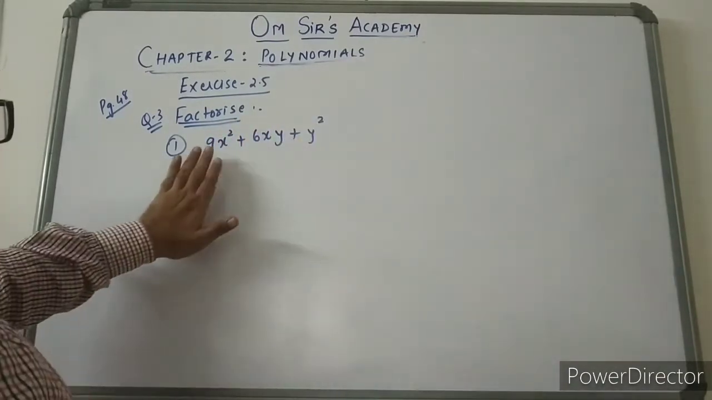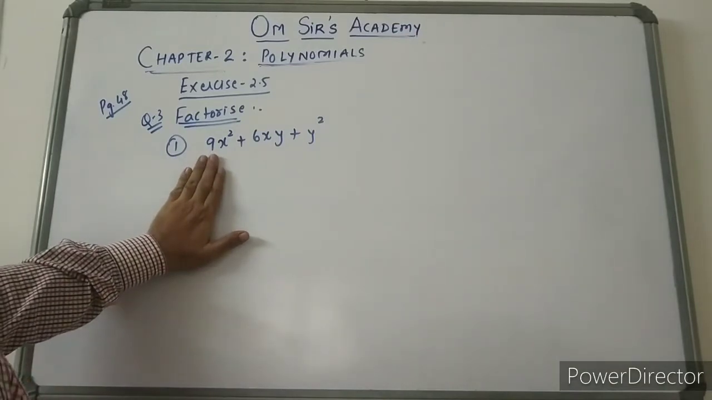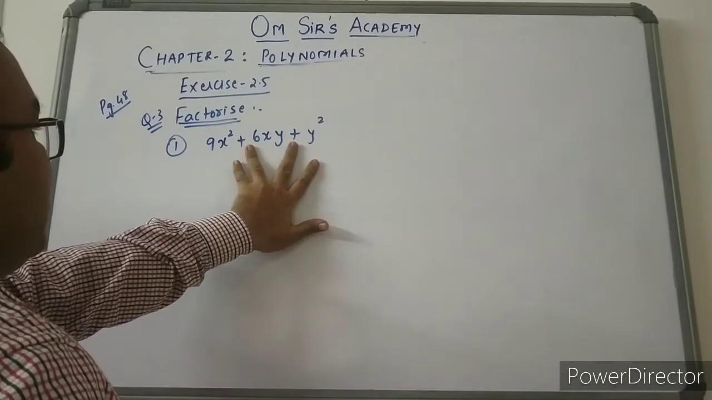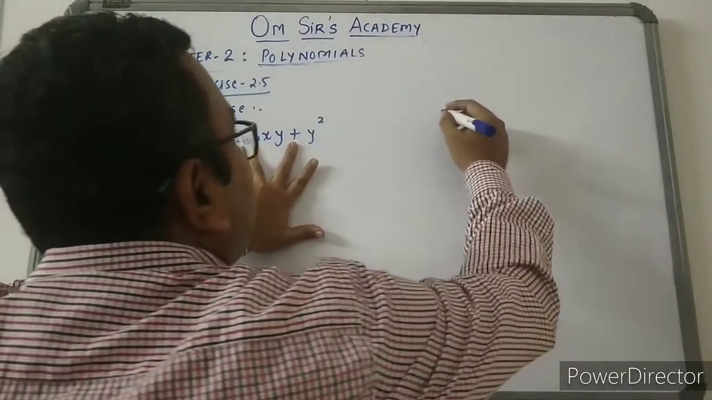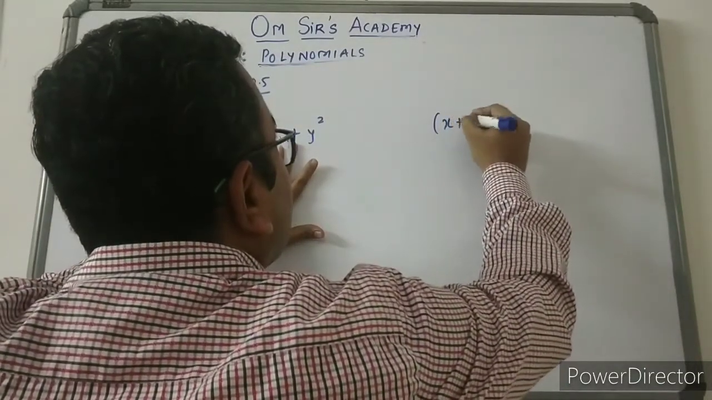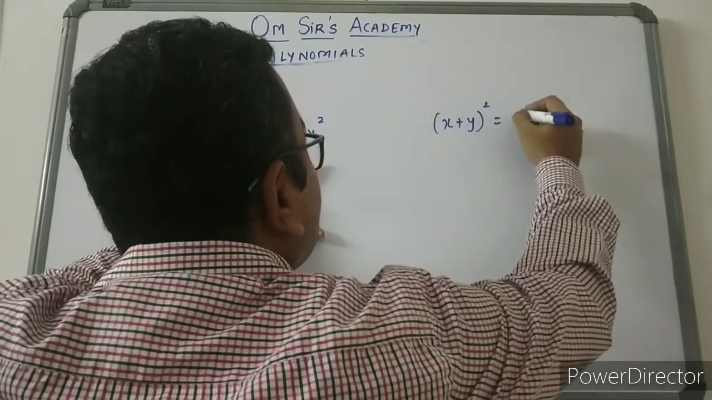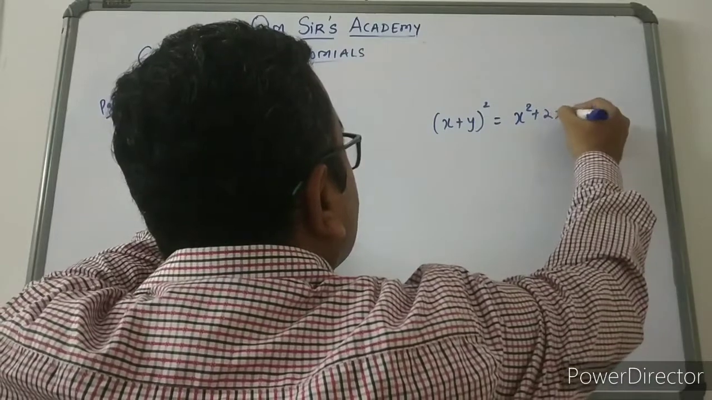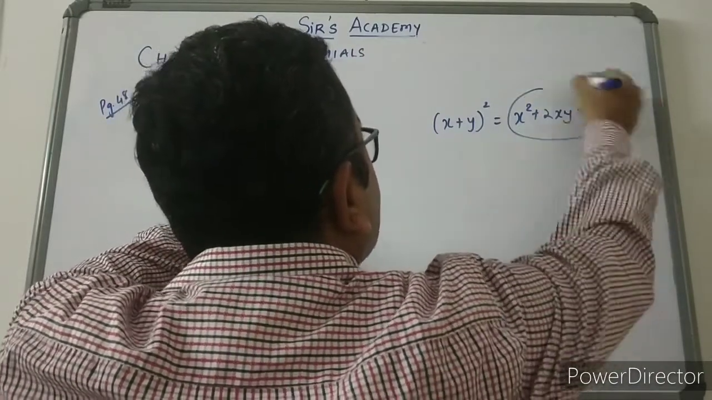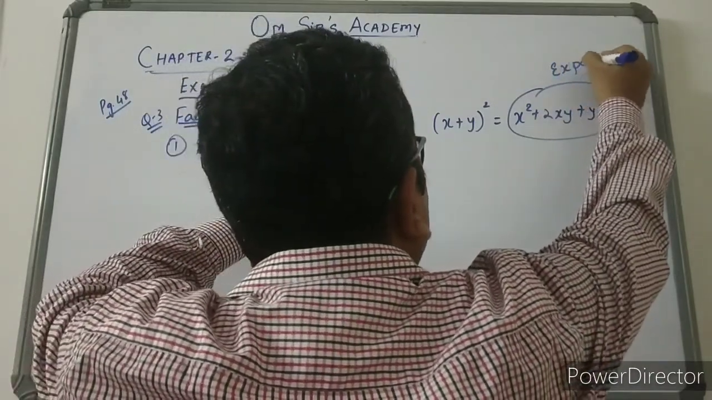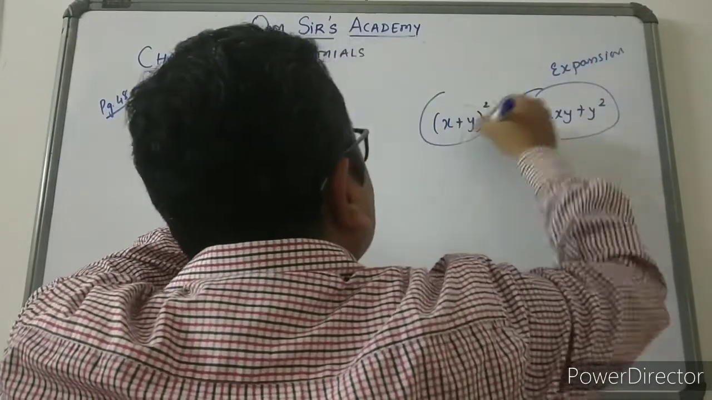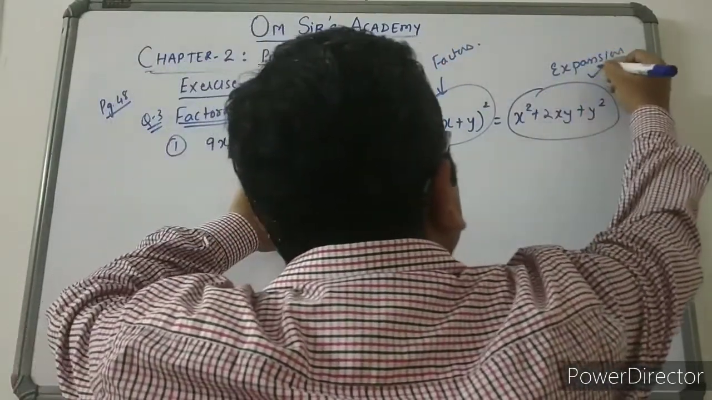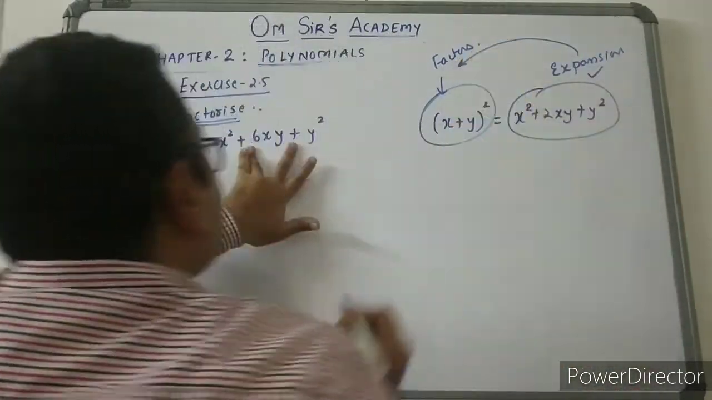Now see, friends, which identity will suit over here? First and the last term is a perfect square and there is a plus sign in between. So we can directly say that it can be (x plus y) the whole square, that is x square plus 2xy plus y square. So this is the expansion form, and this is the factors. We are given the expansion, now we have to find these factors over here.